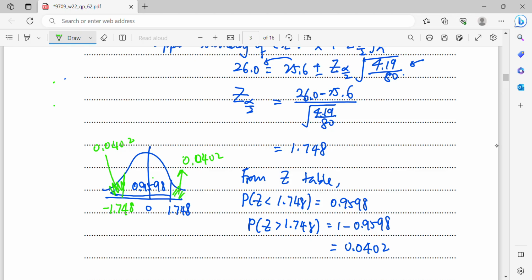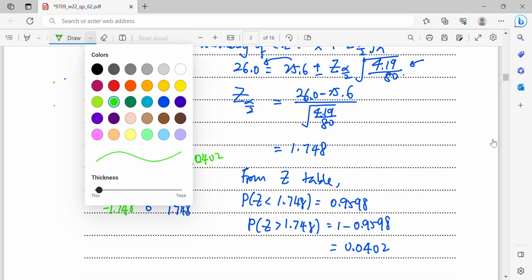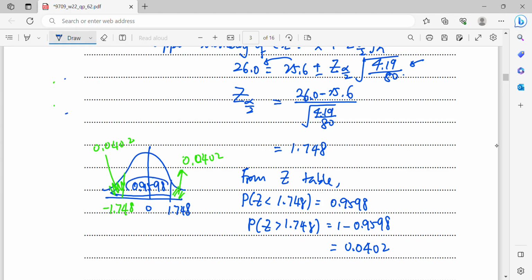Okay, so now in order to get the middle region, it's going to be 0.9598 minus the left region. That is our 1 minus alpha value. So here I will say my alpha is going to be, okay, because normally here is 95% or whatever. So now I will just subtract to get the alpha value.